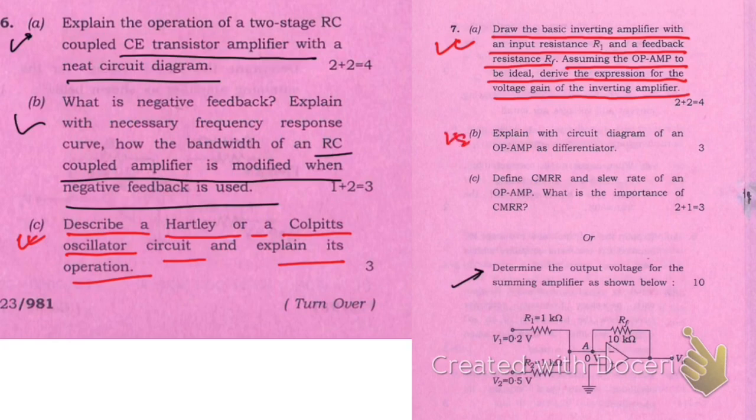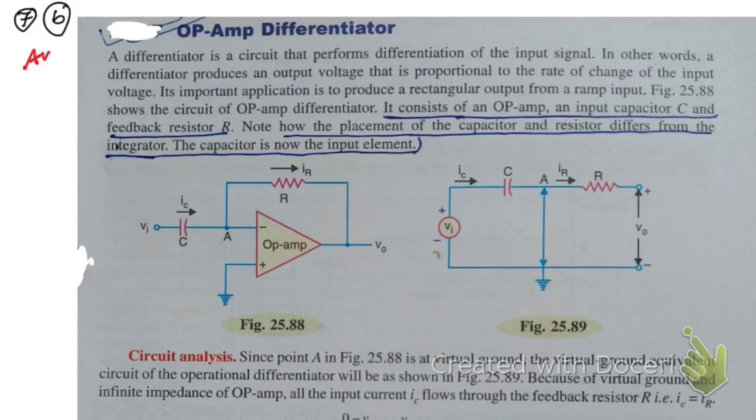So here is the 7B. Explain with circuit diagram an op-amp as a differentiator. So let me give you the explanation, that means let me give you the answer. Okay, so this is the answer to 7B.